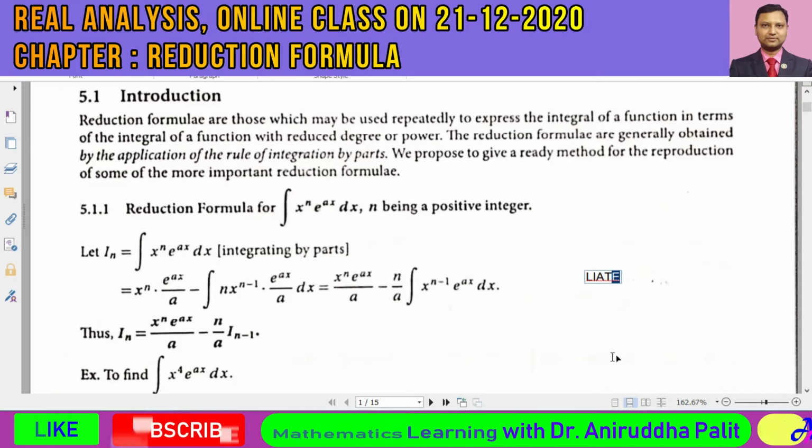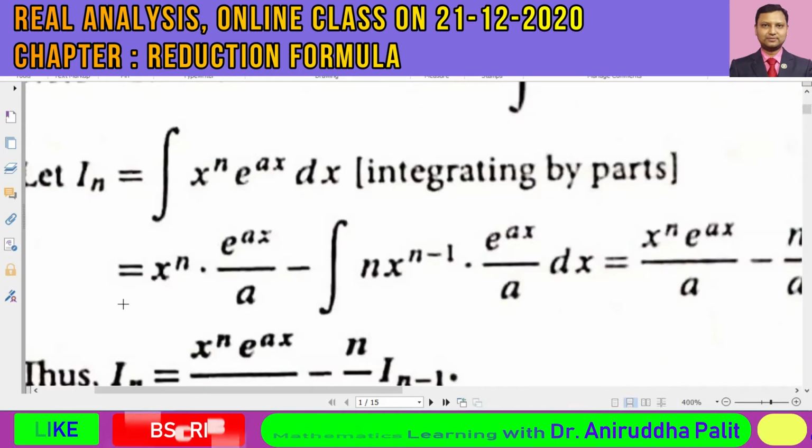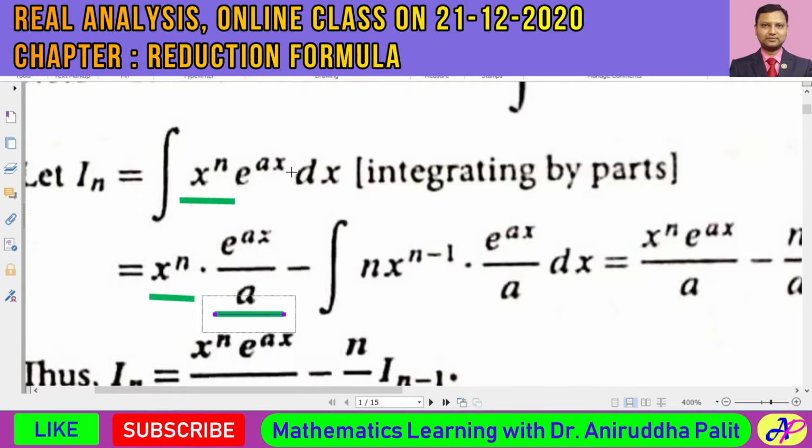So this first function x to the power of n should be taken as the first function u, and then e to the power of ax should be taken as the second function. Got it? Over here we are taking x to the power of n as the first function. Then this is very easy. This is the first function, and then this is the integral of second function, e to the power of ax. Whenever it is integrated, we will have e to the power of ax divided by a.